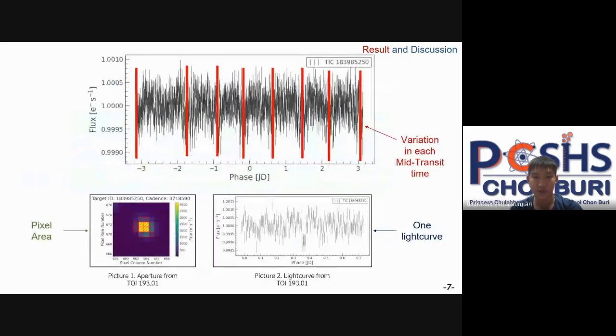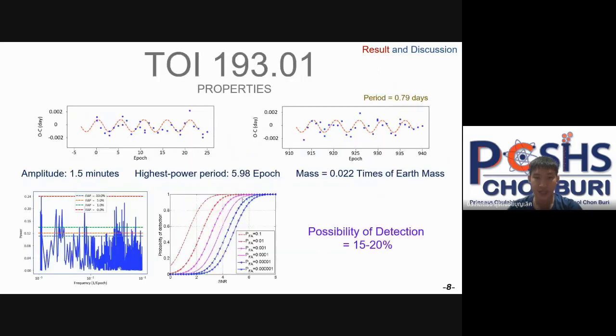Next, the upper figure will show the continuous transit graph. You will find the variation of mid-transit time, and below on the right side is the partial of the above. And we detect an interesting third body from TOI 193.01 that has parameters: amplitude 1.5 minutes, highest power period 5.98 epochs, and mass around 0.022 times of Earth mass, and the possibility of detection around 15 to 20%.